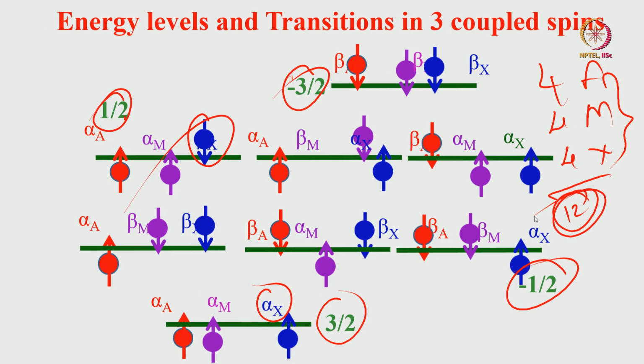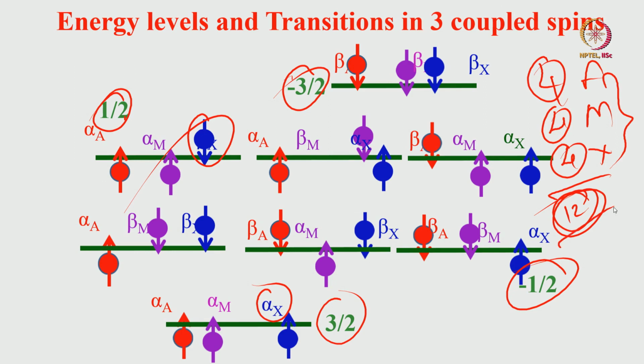Remember when we had 2 spins, we got 4 peaks. 2 spins are coupled, we worked out in the previous slide. 4 transitions are there, 2 for A and 2 for X. Now when 3 are coupled, we get 4 for A, 4 for M and 4 for X. There are totally 12 transitions.